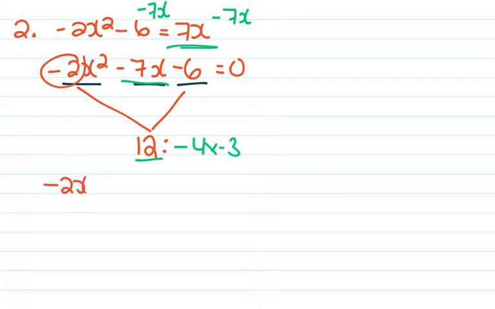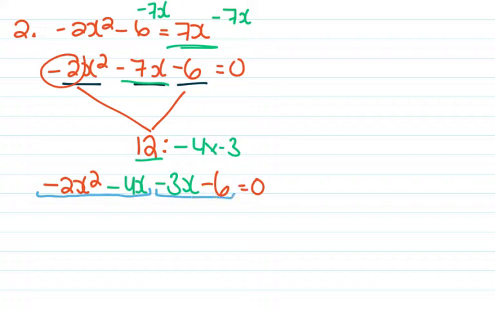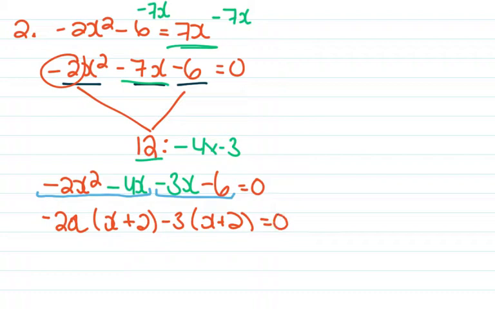So I have negative 2x squared minus 4x minus 3x minus 6 equals 0. Break it up into two groups and take out a common factor. So first I can take out a negative 2x. I'll be left with x plus 2. Then I can take out a negative 3, and I'll be left with x plus 2. Now those two brackets are the same, meaning I can combine them. So negative 2x minus 3 bracket x plus 2 equals 0.